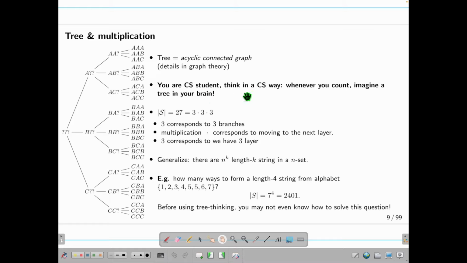You are a computer science student, so please grow a tree in your brain. That means what? Whenever you count, the first thing to do, imagine a tree. The idea is you grow a tree. It does not need to be precise. You just have a rough idea of what the tree looks like, and then what?